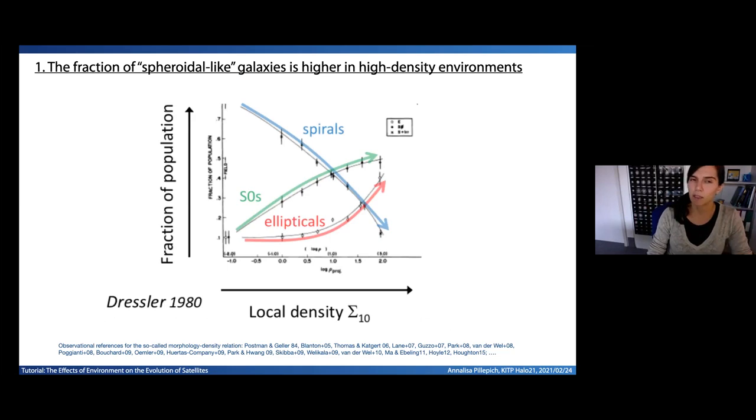Thinking about stellar morphology, it's an observational fact that the fraction of spheroidal-like galaxies is higher in high-density environments. This is the famous Dressler relation, or morphology-density relation. If you count, the relative fraction of elliptical or S0 galaxies is higher in higher density environments than in low density environments, say if you measure how crowded they are based on galaxies or how close you are to a central cluster, and they're higher than spirals.